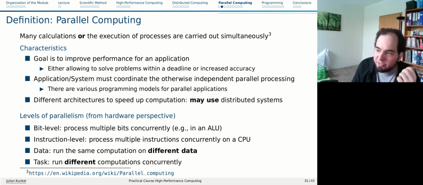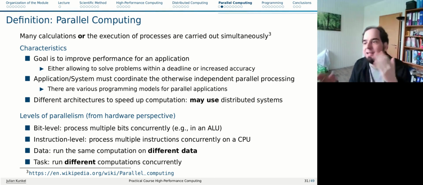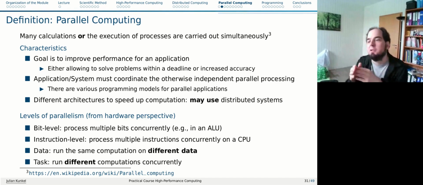So we may use a distributed system. A distributed system inherently has multiple CPUs, and then you can, of course, do multiple computations at the same time. But there are also other architectures that allow me to do parallel calculations. For example, GPUs. GPUs in the strict sense are also parallel computing, even if you just use one GPU, inside the GPU there are a lot of things happening at the same time. So from a hardware perspective, there are different levels of parallelism.